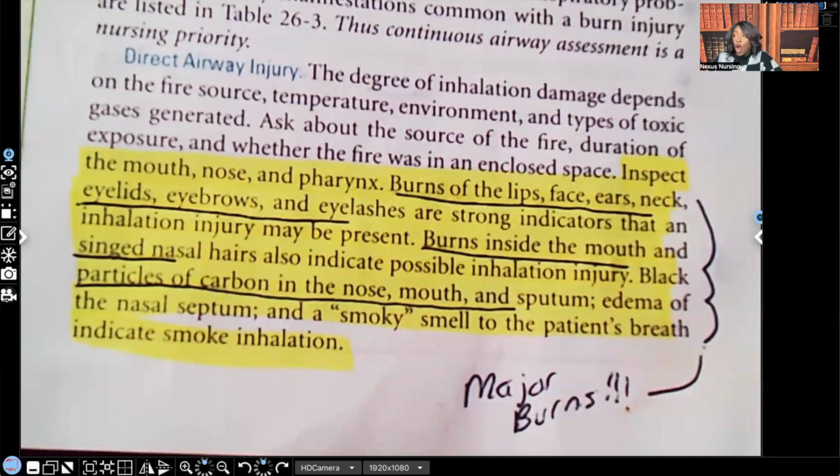All of those are beautiful select all that apply for when the nurse would suspect smoke inhalation. All of those are your signs and symptoms that you should suspect that patient breathed in the smoke. So if you guys are studying this for a test, you better know them, all of them, okay?